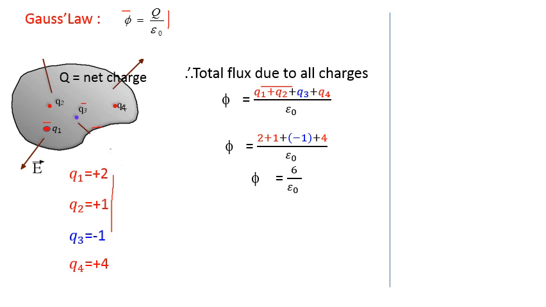2, 1, 4 are the positive charges and -1 is the negative charge. Do this: 2 plus 1 is 3, plus 4 is 7, minus 1 is 6. So 6 upon epsilon 0 is the value of phi.